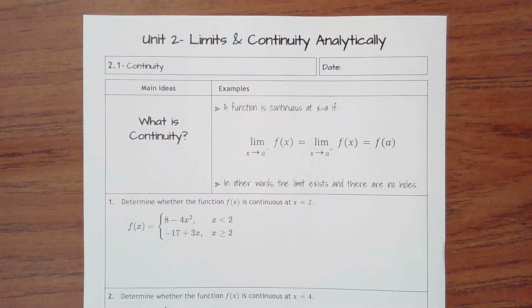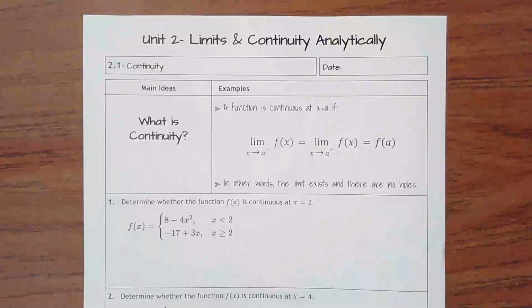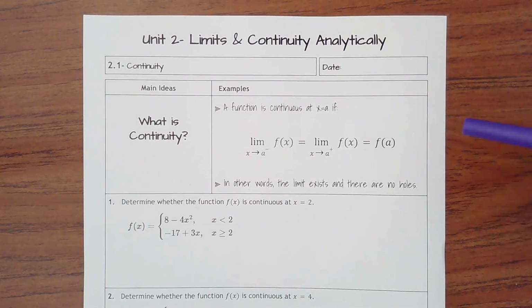Two is limits and continuity analytically. So a lot of this will look familiar to the stuff we did in Unit 1, but now it's more just doing it mathematically and not having as many graphs to help you. So continuity, we've talked about what continuity is not. It's not when you have some kind of jump or a hole or an asymptote.